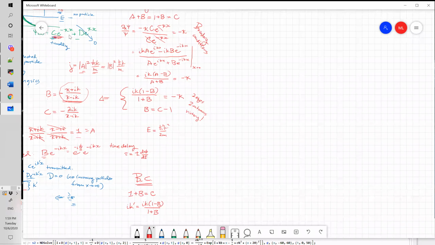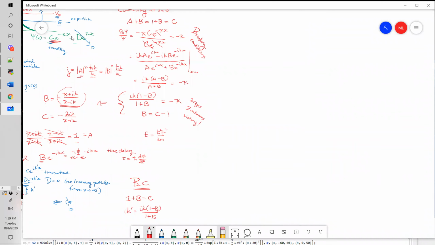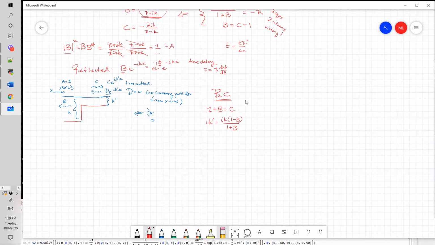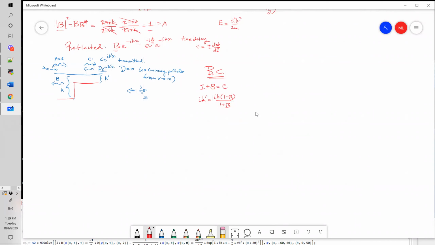Instead of minus kappa x, you have an i k prime x. So this becomes just i k prime. That's this guy. And then the other side is the same. So it's still i k, a times 1 minus b over 1 plus b. Exactly the same, but different. The physics is quite different, right? Now we don't have tunneling. Now the particle gets transmitted through.